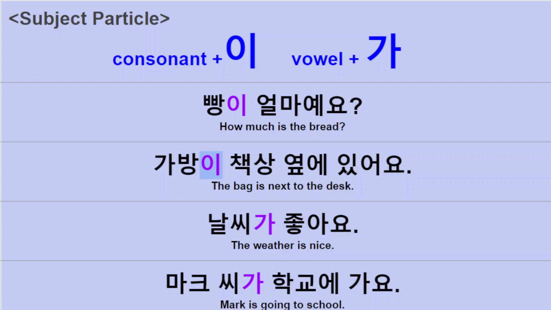Okay. And next one, 날씨가 좋아요. The weather is the subject in the sentence, and 날씨 ends in a vowel. So 가 is the right one. And 마크 씨가 학교에 가요. So 마크 is the subject here again. So the right one is 가.